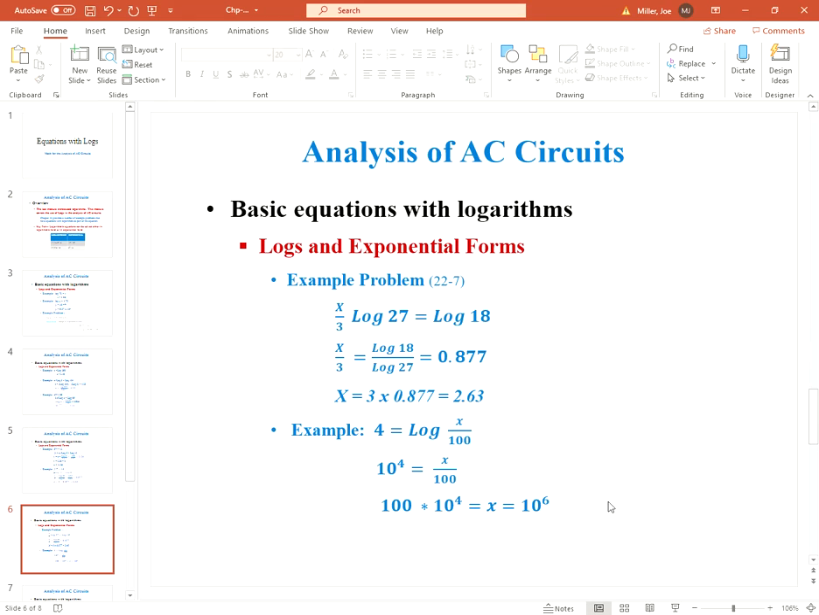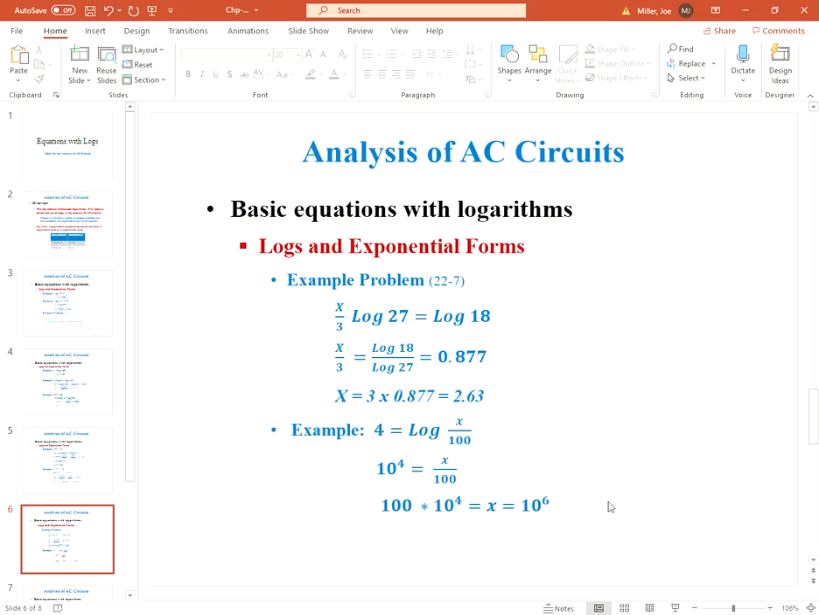Another example. Oh, I have that example on there twice. Okay, let's move on to one that hasn't been repeated.